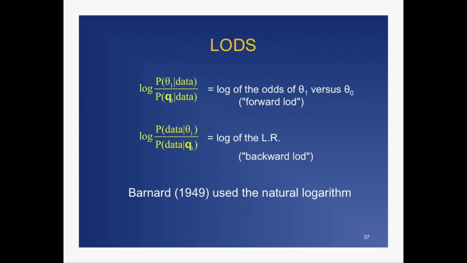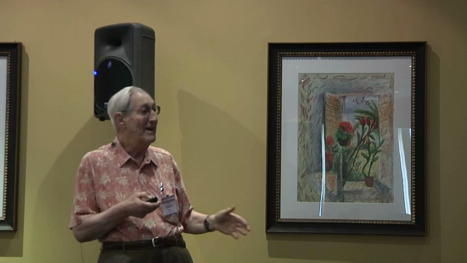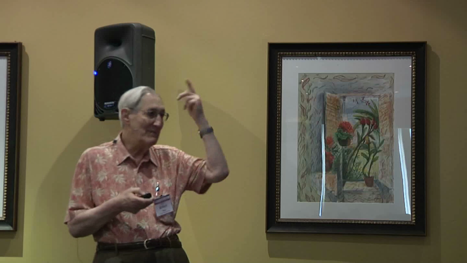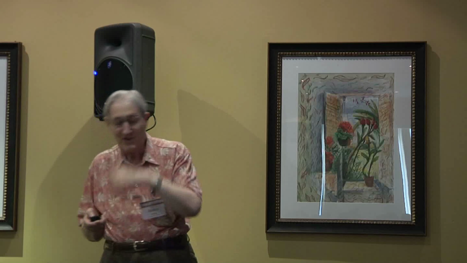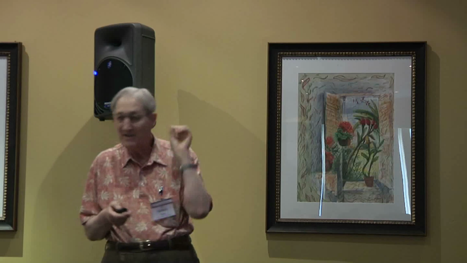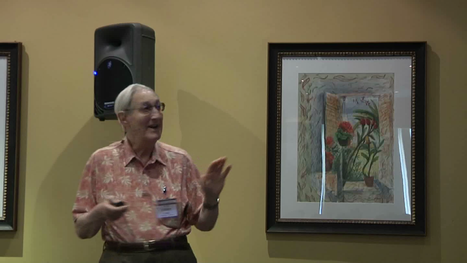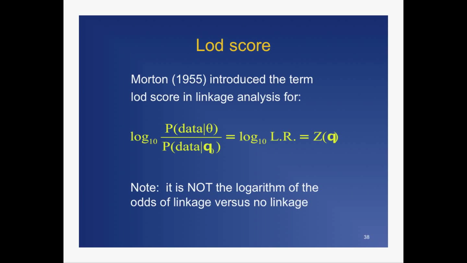So odds, now, Newton-Morton, you see, you can either get the forward odds, the odds of theta 1 versus theta 0, or the backward odds, and by the way, Barnard used natural logarithms. The geneticists don't know how to do that. They can only take logs to base 10. All right. So Morton brought this in. And he said, well, we're going to take this and this is what is known as the Lod score.